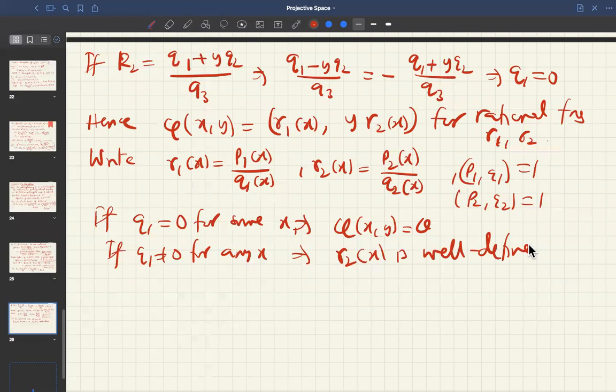Later I'm going to give you some exercises which will make it more clear. So it is well defined in terms of R1 of x. Okay, so that is fine.